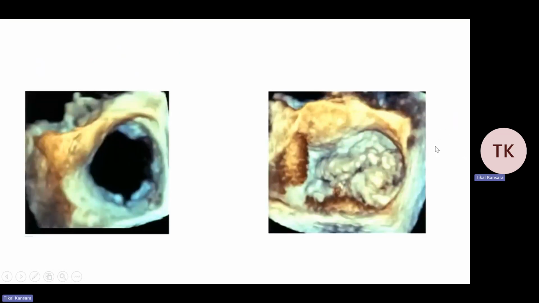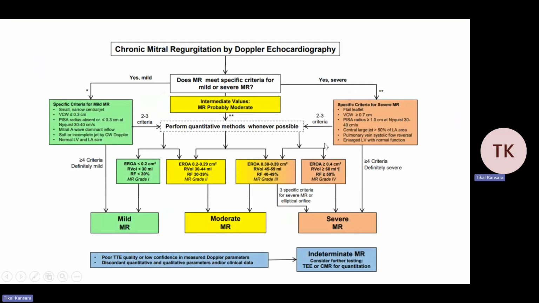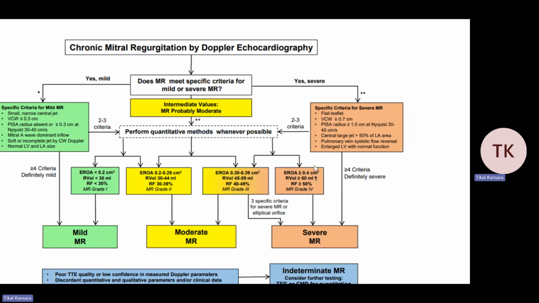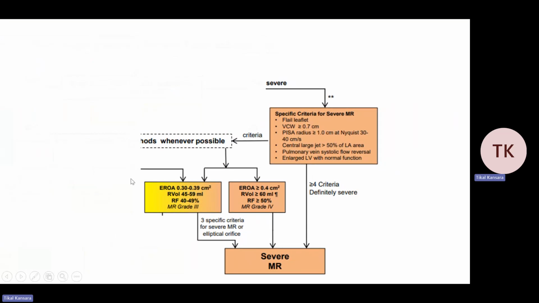Okay, all right. So this is where we come up with our criteria. This is a very busy slide. I just want you all to focus on this part of the slide, which is ERO of 0.4, regurgitation fraction of more than 50, regurgitant volume more than 60, and a vena contracta of more than 7 millimeters. Also, I showed that the PISA radius, if you keep a Nyquist limit of 30 to 40, should be more than 1 centimeter. Should have pulmonary systolic vein flow reversal, and possibly a central jet with more than 50% of the area.